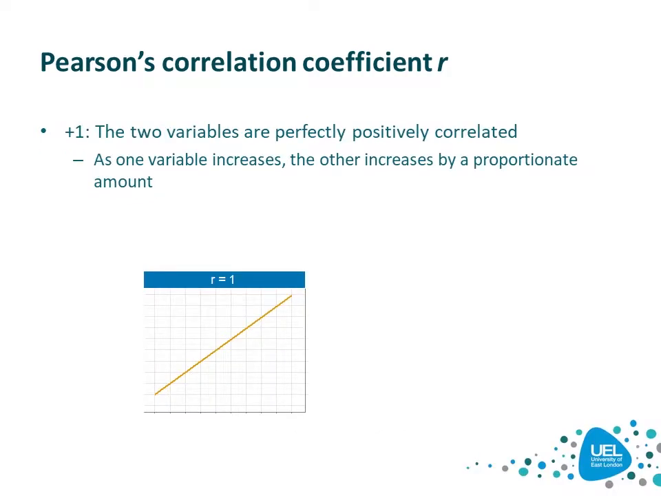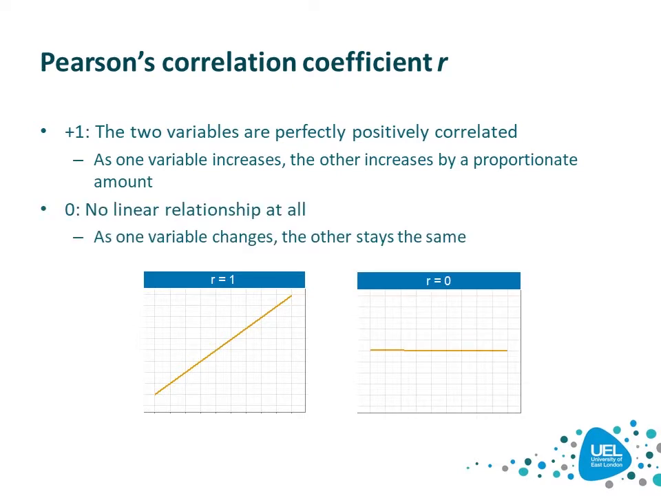A correlation of +1 indicates that the two variables are perfectly positively correlated. As one variable increases, the other variable increases by a proportionate amount, as we can see on the graph here. And finally, a correlation of 0 indicates that there is no linear relationship at all between the two variables. As one variable changes, the other stays the same.